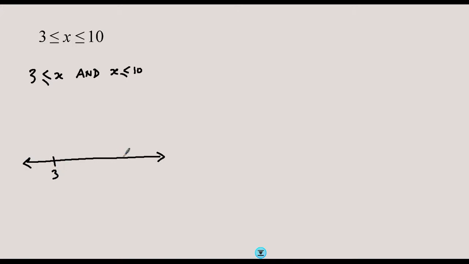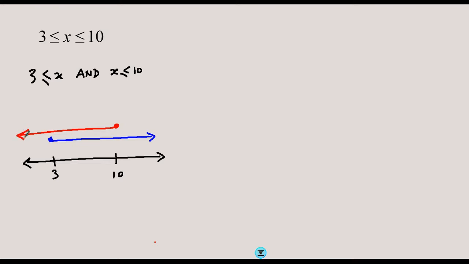If this is 3 and this is 10, the first inequality, let's do that in blue. 3 is less than or equal to x, in other words, x is greater than or equal to 3. So the 3 is included. And your solution set goes up to infinity. Let's consider x is less than or equal to 10. Let's do this in red. 10 is included. And x is less than 10. So this is your solution set.